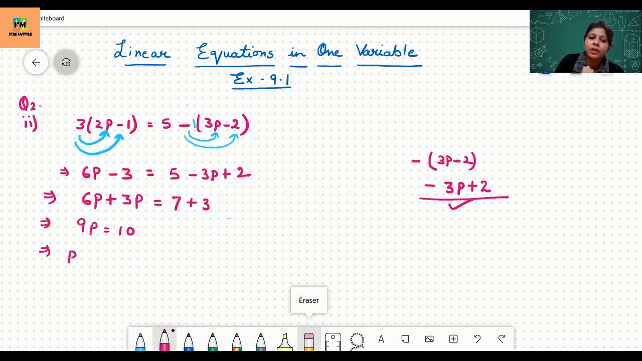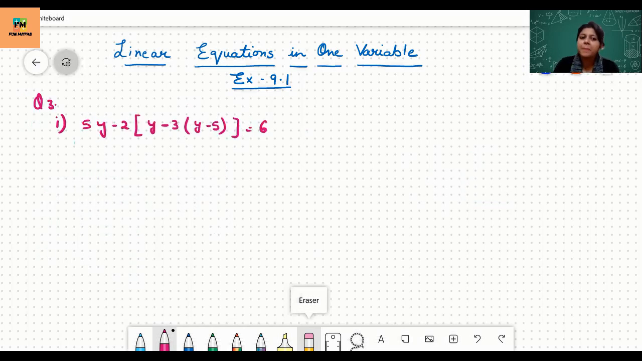Now 6p plus 3p, 9p is equal to 7 plus 3, 10. So p would be what? 10 upon 9. How 10 upon 9? Because we have to bring this 9 to the other hand side as a division, as it is getting multiplied with number 9. Clear? So this is the value of p. Let's move on to the next question.